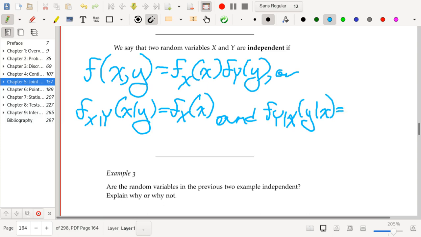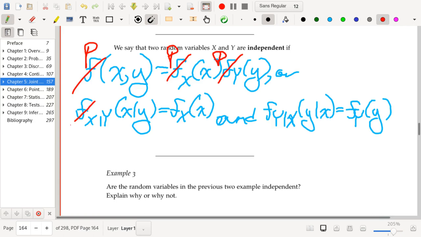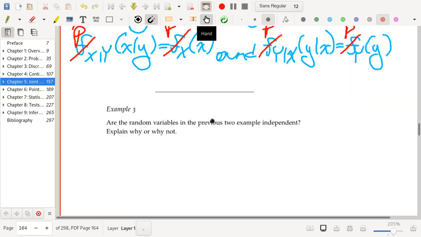Is equal to f_Y(y). And I wrote this down in terms of probability density functions, but exactly the same thing is true if you were to replace this with p so that you were talking about probability mass functions too. It's exactly the same thing if you wanted to do that.